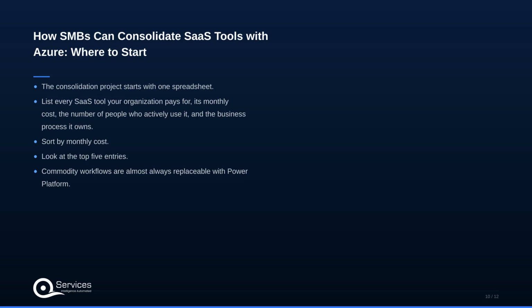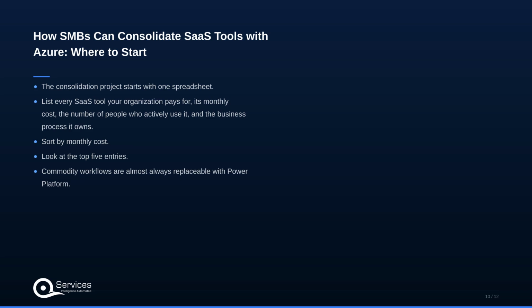Now, how SMBs can consolidate SaaS tools with Azure. Where to start? The consolidation project starts with one spreadsheet. List every SaaS tool your organization pays for, its monthly cost, the number of people who actively use it, and the business process it owns. Pull active user counts from vendor admin portals, not from your original purchase order. The gap between licenses purchased and licenses used is usually where the biggest savings hide.